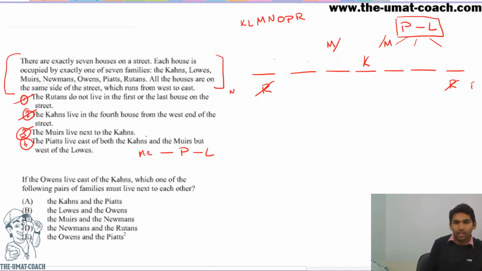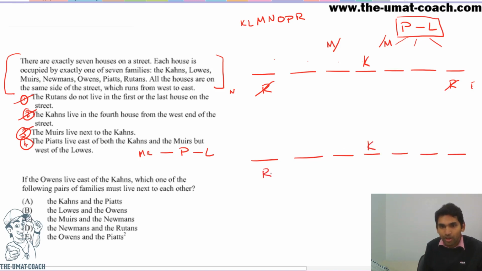Good. So whenever we have two different possibilities of the M's living either on the left or the right, I can split it up into two tables. 1, 2, 3, 4, 5, 6, 7, and I copy the same information over. R not here, R not here. In the first one, I want to make it such that the M's live on the left, and in the bottom one, the M's live on the right. Which means that P and L have to be here.